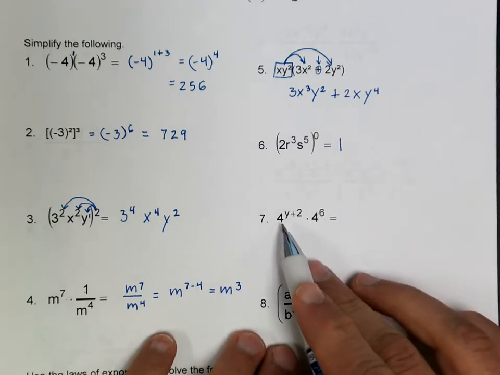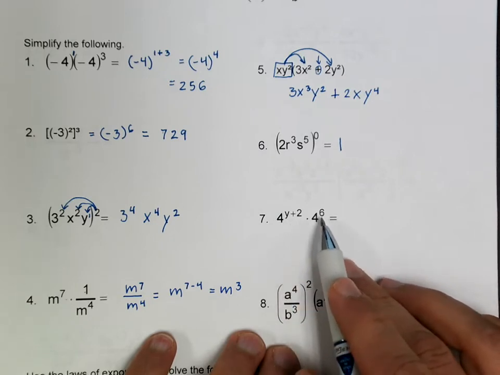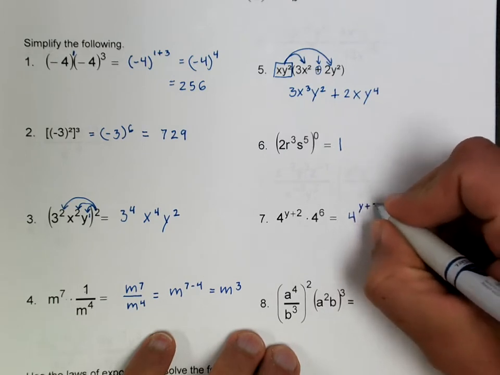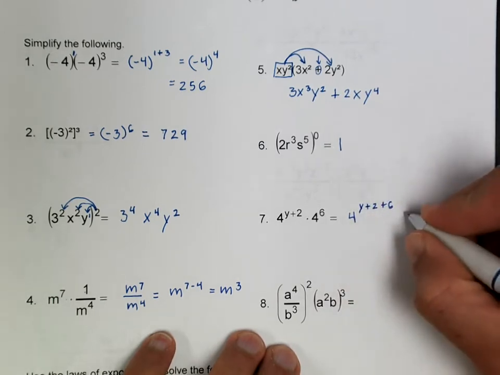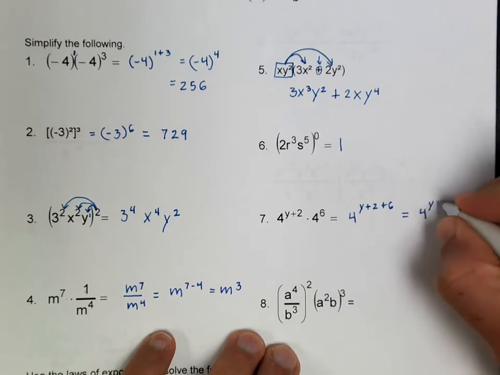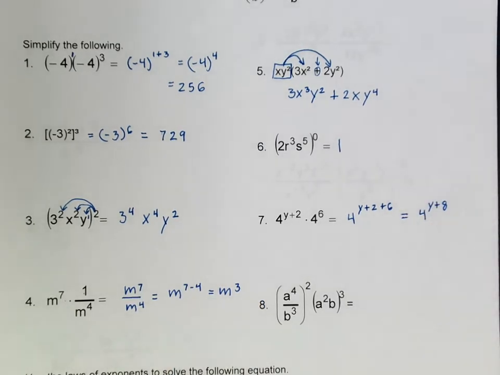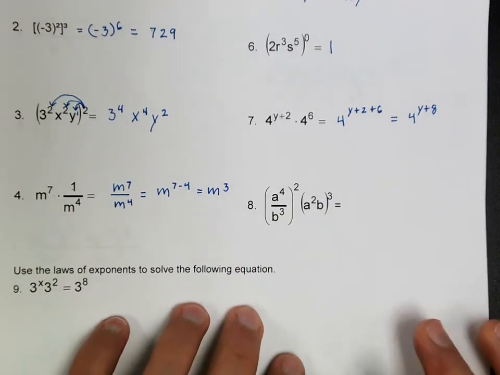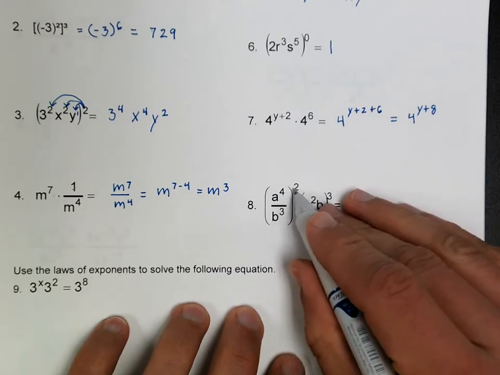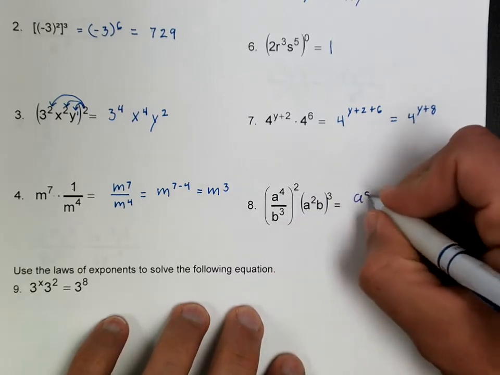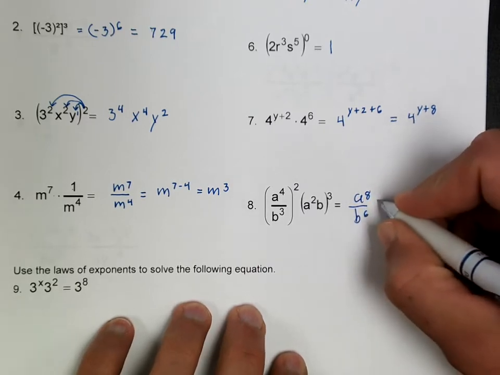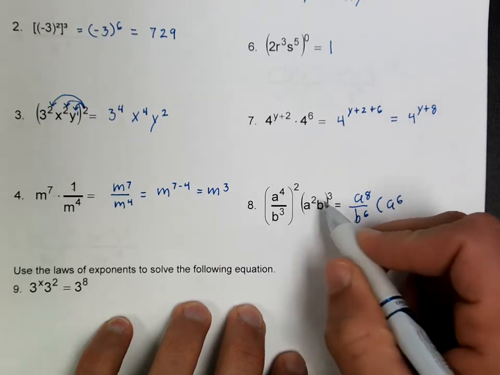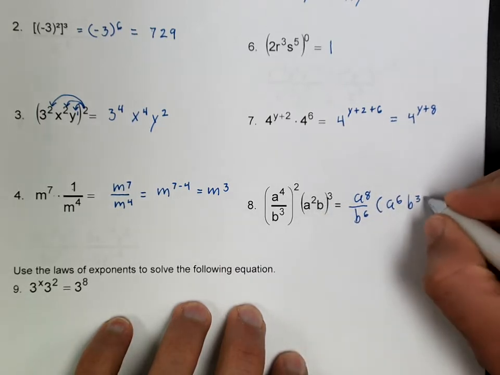All right. On number 7, that may look a little difficult because you do have a variable here. Remember, use the same law. If you're multiplying two numbers with the same base, then you're going to add those two exponents. So the answer would be 4 to the power of y plus 8, because all I'm doing is adding those two. All right, on number 8, same idea. I'm going to raise this to the 2nd power, which means I'm going to multiply here. So I have a to the 8th, b to the 6th, and then we have a to the 6th here, so this is what I'm doing now. So this is a to the 6th, b to the 3rd.